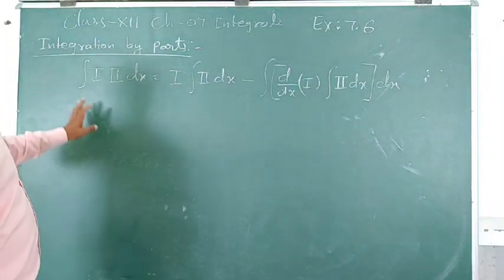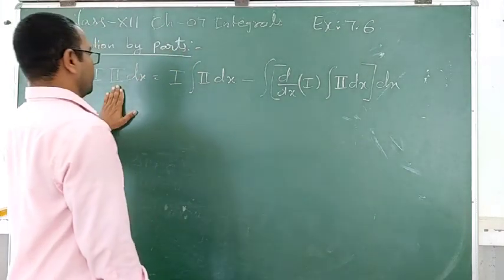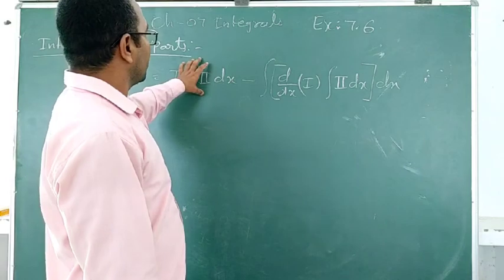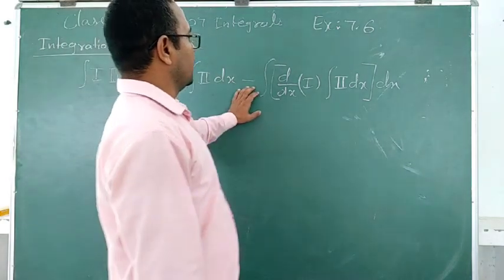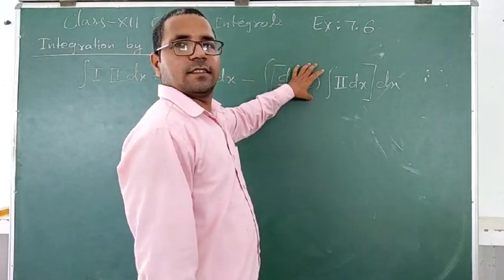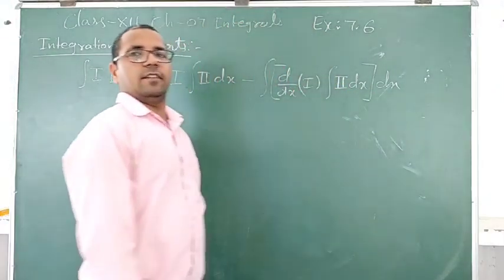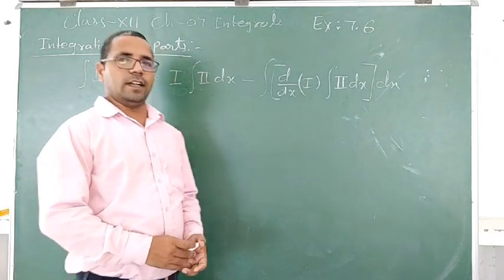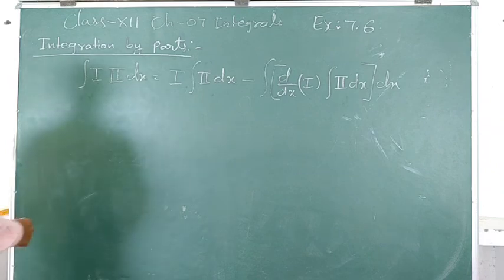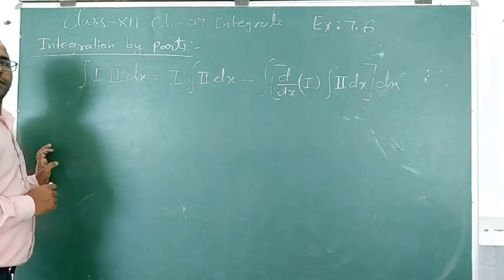So students, the product of two functions, that is the first function and the second function. What we have to do here is: first function, integral of the second function, minus the integral of the differentiation of the first function, then the integral of the second function dx. You will get this one. So now students, this one is the general formula for integration by parts.